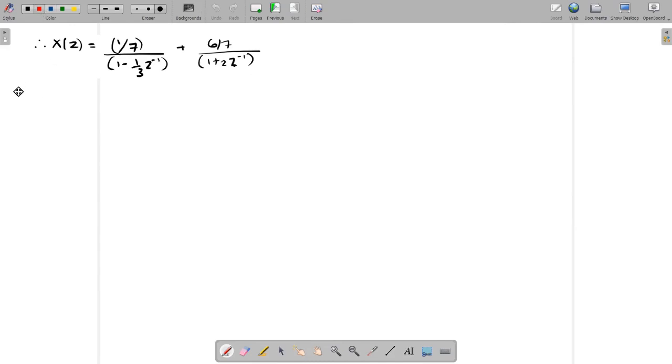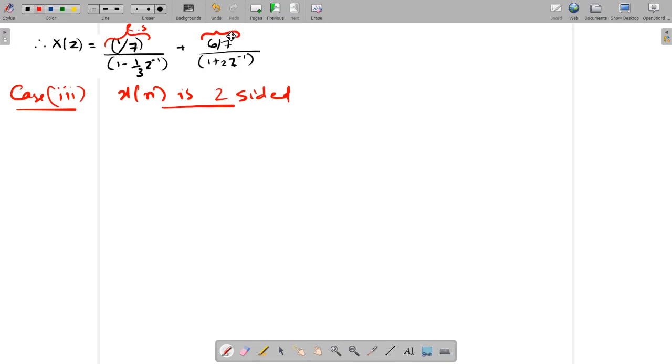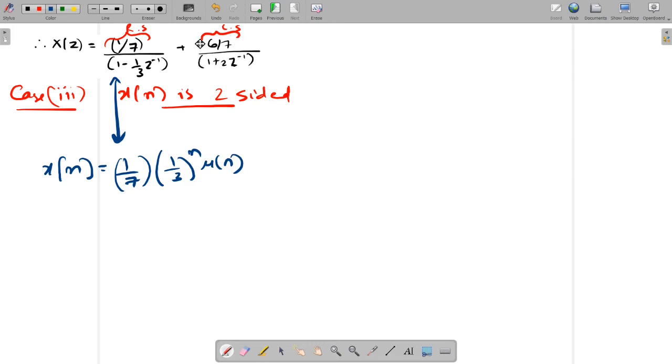Now if I check case 3, x of n is two-sided. Okay. So what I can do is, I can assume this to be right-sided. I will assume this to be left-sided. Okay. You can take the opposite and check also. So if I take inverse z transform, x of n is 1 by 7, what is the value over here? We have done this earlier, 1 by 3 raised to n u of n. Since this is left-sided, so I will have to add this extra minus sign over here, minus of 6 by 7, minus 2 raised to n u of minus n minus 1.